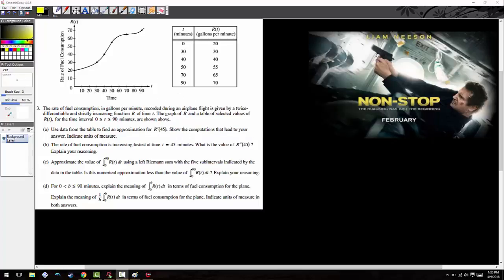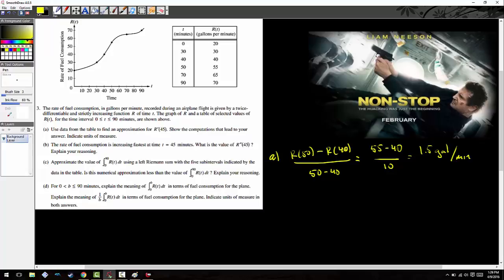Part A. Use data from the table to approximate a value for r prime of 45. Show the computations that lead to your answer. Indicate units of measure. So part A, it looks like we are going to approximate r prime of 45. So what I've got here is r of 50 minus r of 40 all over 50 minus 40. Well, that ends up becoming 55 minus 40 over 10. I'm just getting the values from this table right here. And what I get is 1.5 gallons per minute.